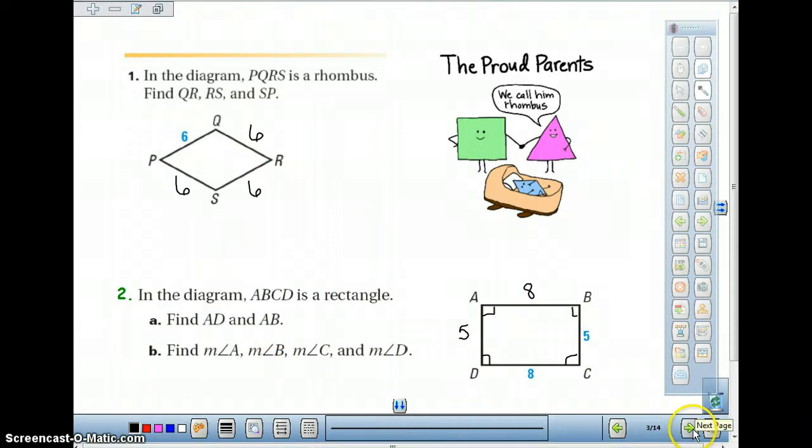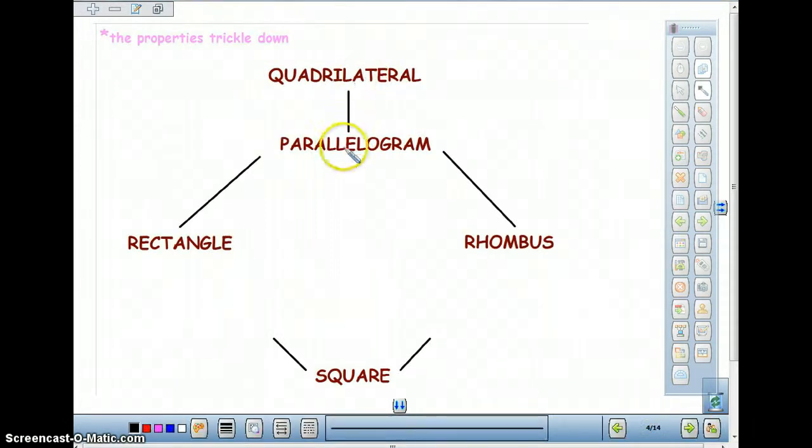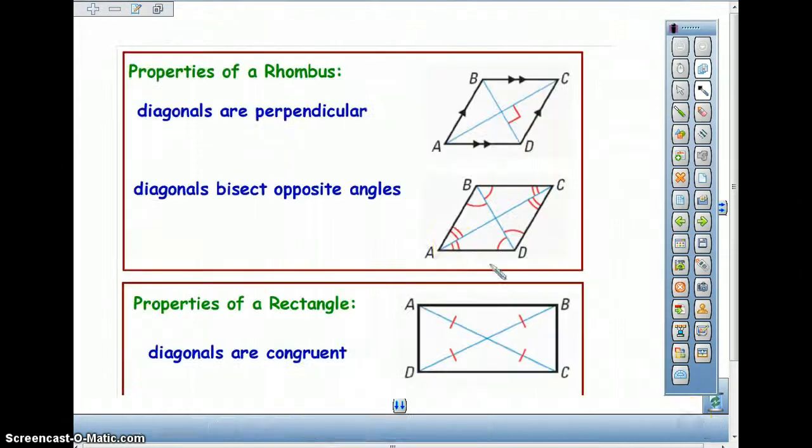Okay, so now if we flip to the next slide, it kind of gives us a trickle down of what our properties are going to be. I like to go from the bottom up, saying that the square shares all of the properties that rhombuses and rectangles do and that parallelograms do. A rhombus is going to have all the properties that a parallelogram does, plus its 4 congruent sides. A rectangle is also going to have all the same properties as a parallelogram, plus it's got the 4 90-degree angles. So now we've got to talk about lots of new properties.